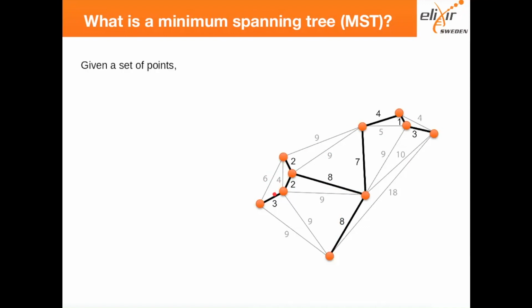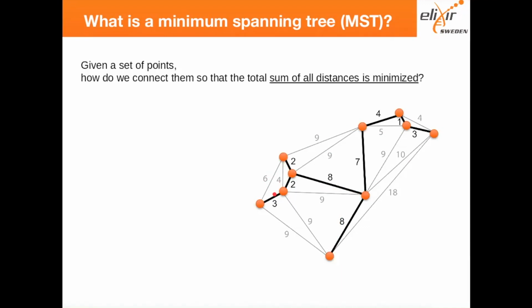So for a given set of points, we can connect all of them and build a tree connecting every single point so that the sum of all the values on this tree, for example 8 and 7, is as small as possible. So we can try different ways of arranging that tree.